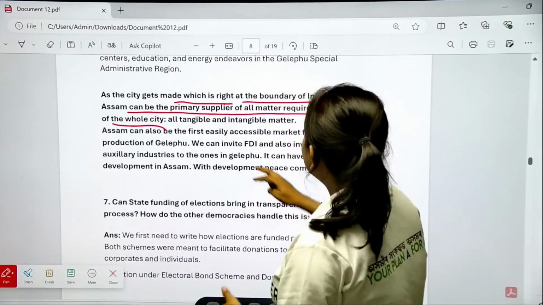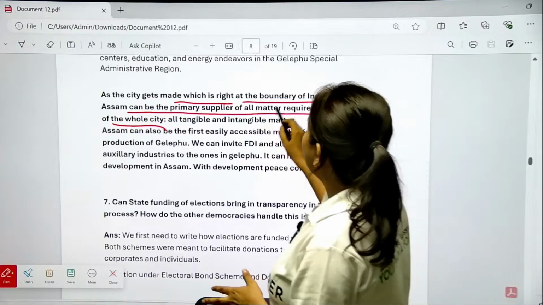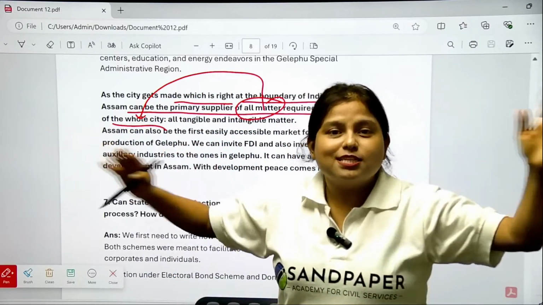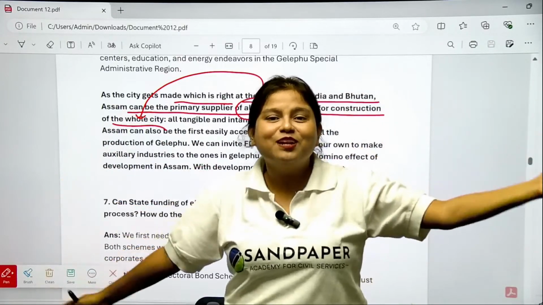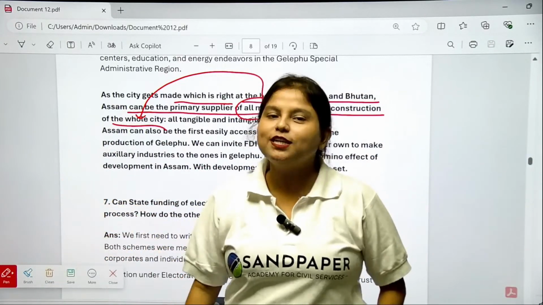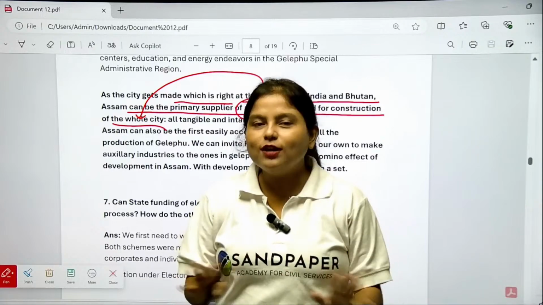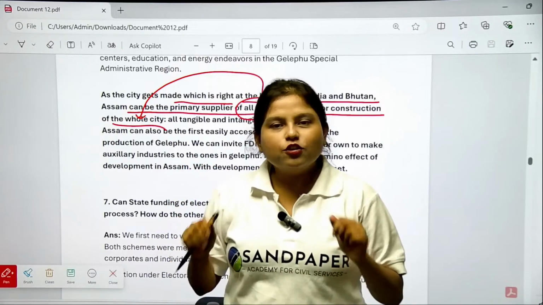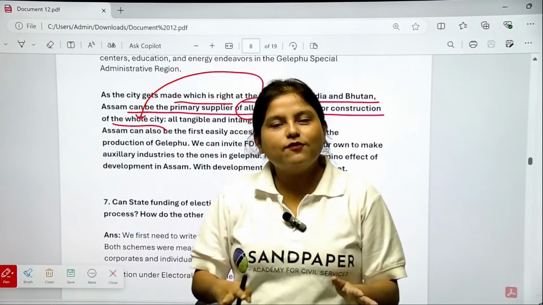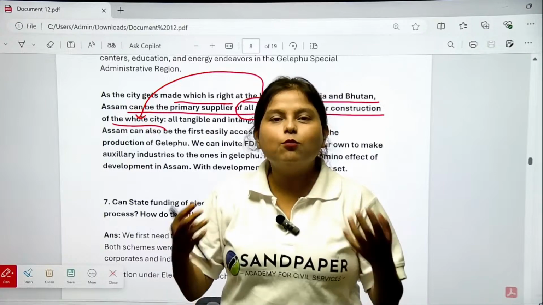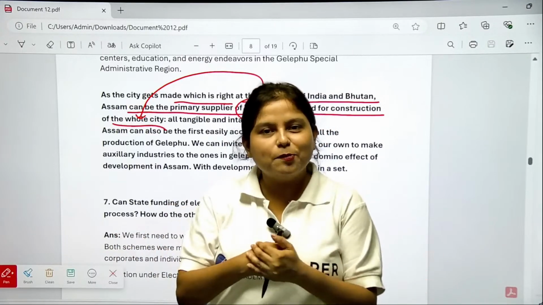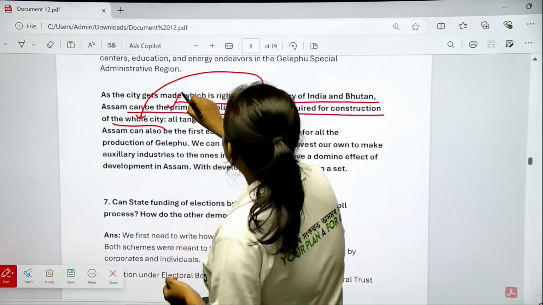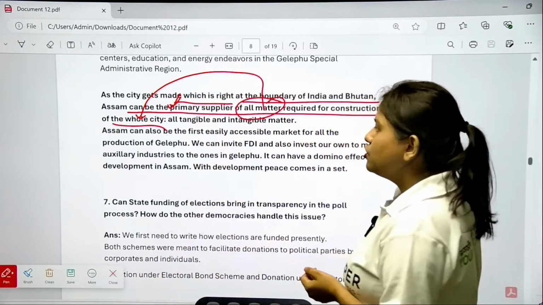Assam can provide all the primary supply of the material that is required to build the city. A city is being built. Imagine how much material will be needed. And not all material is available in Bhutan. To be very honest, not everything is there in Bhutan, and Bhutan is zero carbon producing. So they will prefer to bring such materials from outside. And as usual, we are going to jump on the economic opportunity that we have, and we can be the primary supplier of all the material required for construction of the whole city.